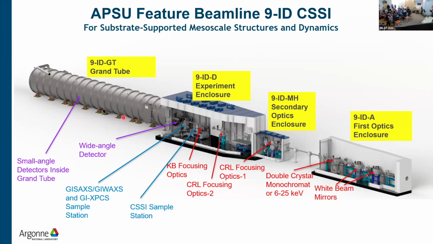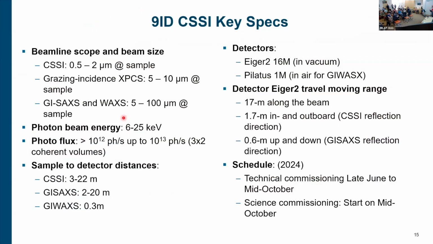All right, there are some specs here. Our beam size is 0.5 to 2 microns for CSSI. It's a little bigger for XPCS and even bigger for conventional GWAXS. Our flux after the upgrade will be 10^12 photons per second up to 10^13 photons per second for 2 to 3 coherence modes. You can open the slit if you want for XPCS, which is more of a photon-flux-hungry experiment. So you can sacrifice the contrast a little bit by opening up your coherence slit, and you get more coherent modes in there.